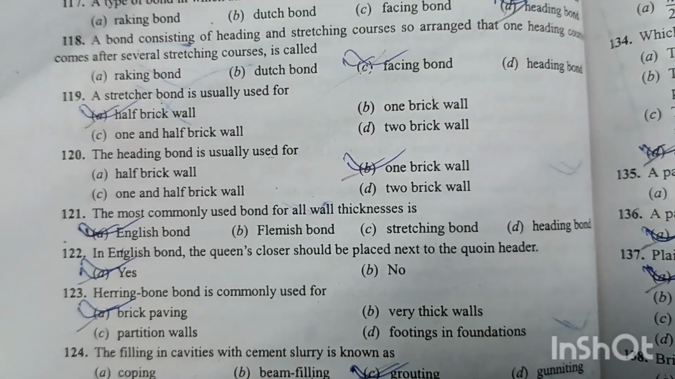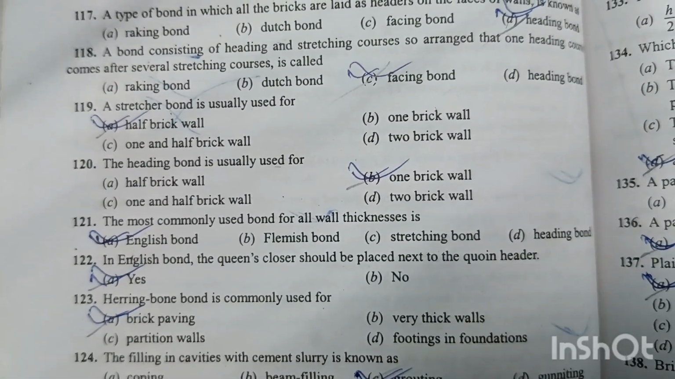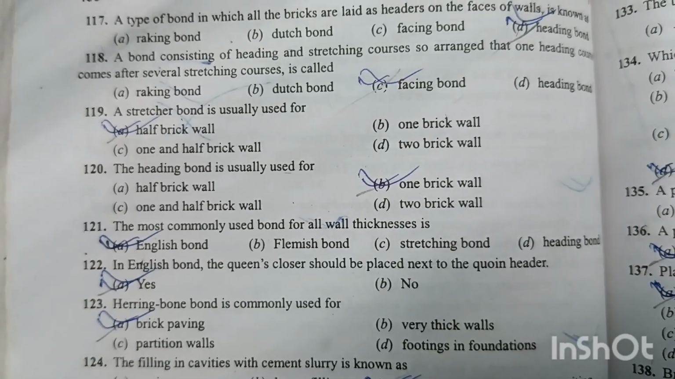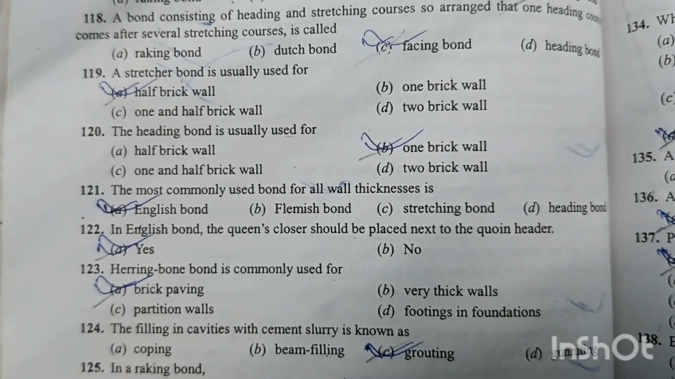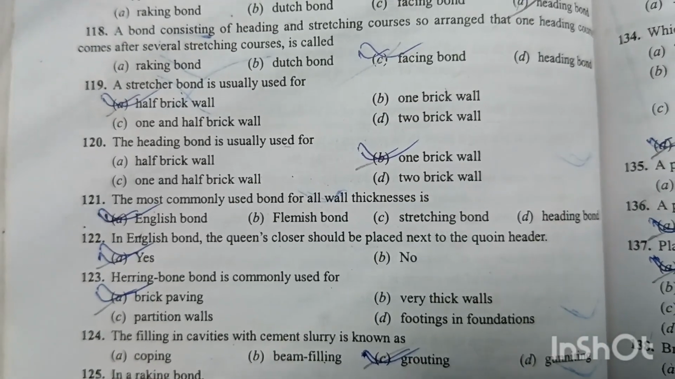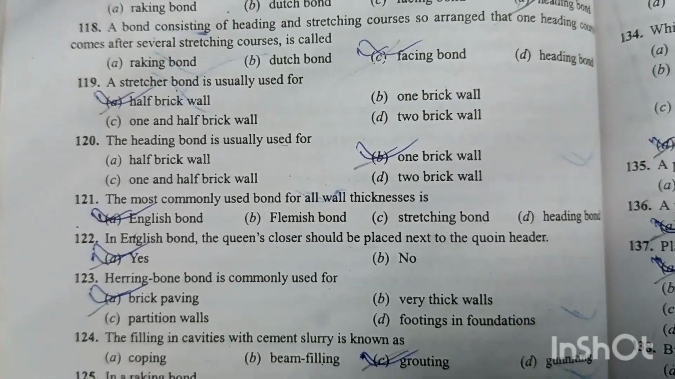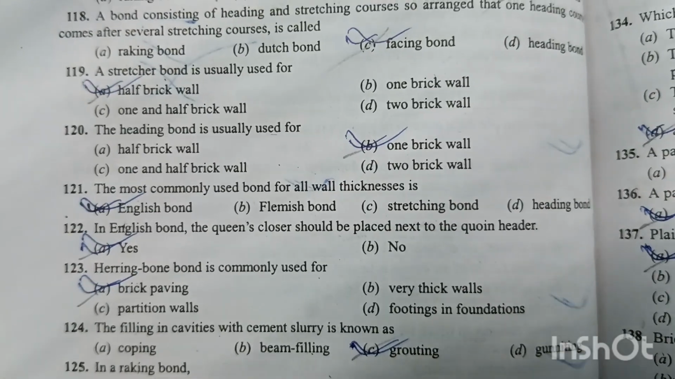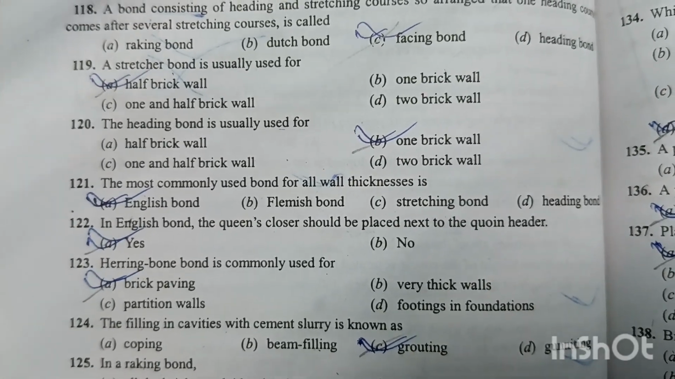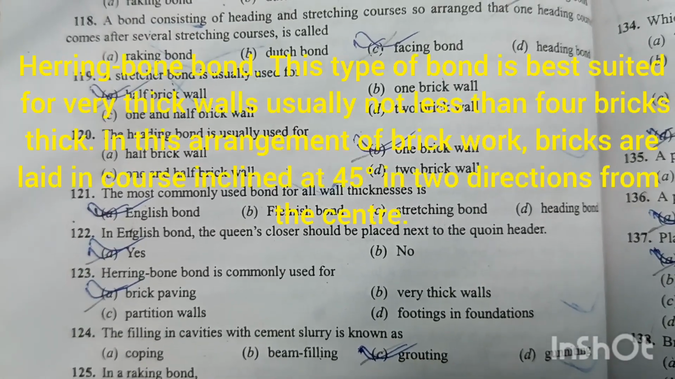Question number 121. The most commonly used bond for all wall thickness is English bond. Option A is the right answer. Question number 122. In English bond, the queen's closure should be placed next to the queen header. Option A is the right answer. Correct. Question number 123. Herring bond is commonly used for brick paving. Option A is the right answer.